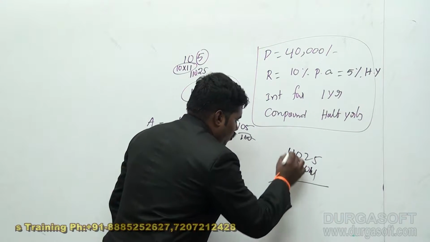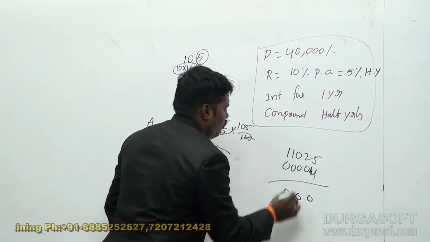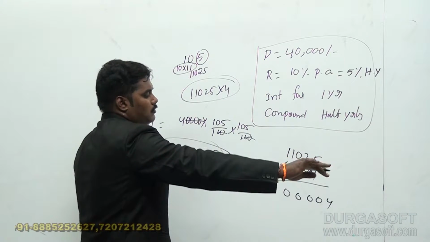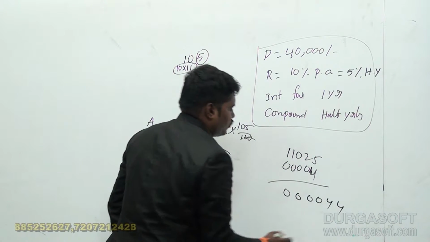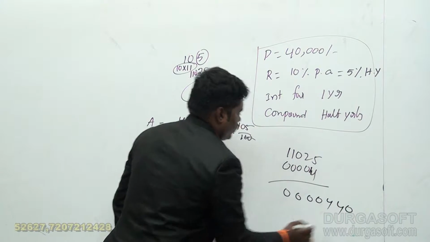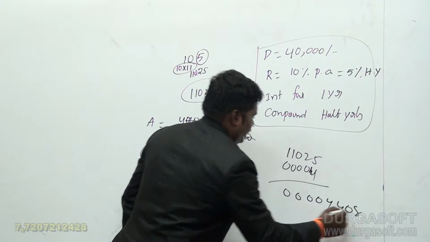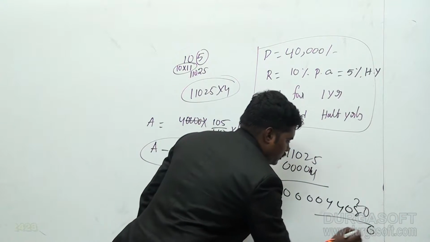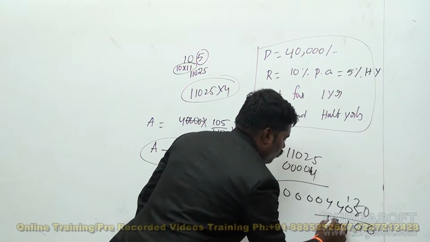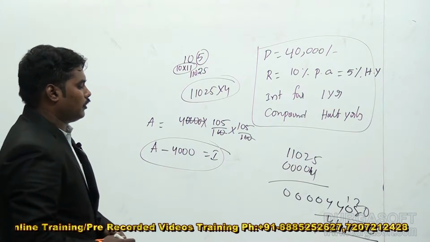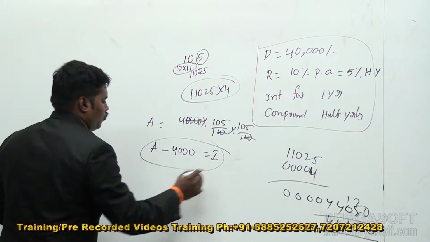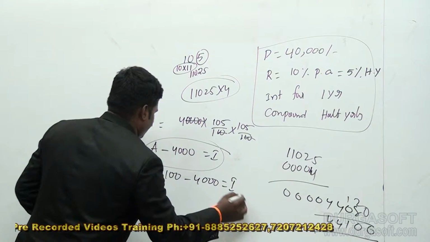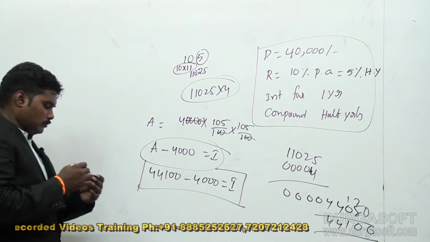Now 1 0 0, again 1 0 0, again 1 0 0, again 1 0 0. There is no other one. 1 4 4. Other ones all 0, and eliminating this one, you get again 1 4 4. Eliminating this one, you get 0 4 0, and eliminating this one, you get 2 4 8, and eliminating this one, you get 5 4 20. 20 is indicated like this, 0 and carry 1, that is 1 4 4. So what is that value? 44,100. This value minus 4,000 is equal to the interest. That is nothing but 4,100.